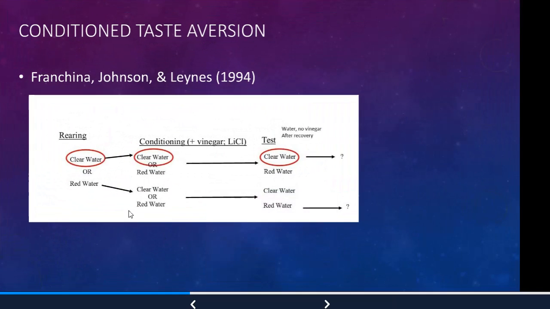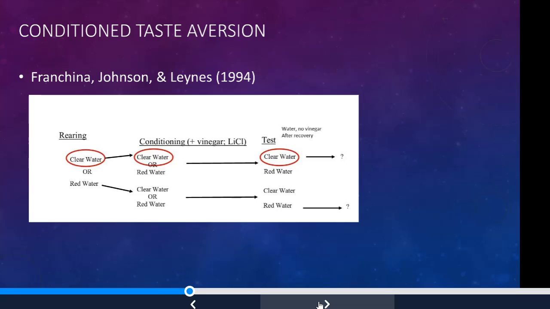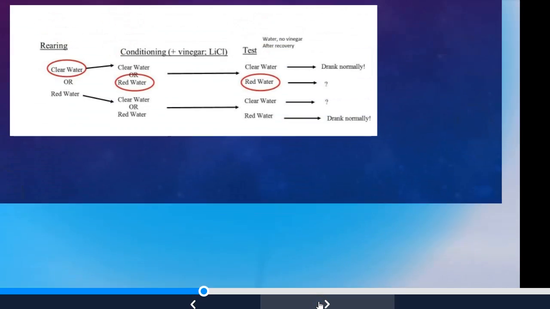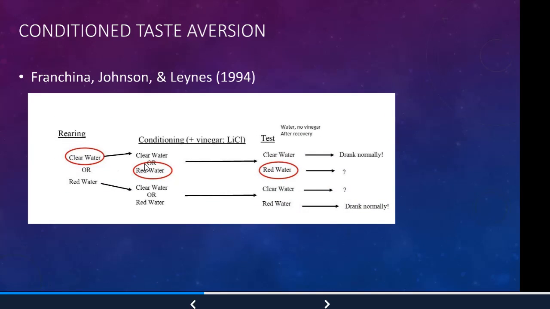So let's break this down a little bit. Let's assume that you're a chicken, you're raised on clear water, you come in on test day, the water looks the same, but it tastes funny, and you get a lithium chloride injection and you get sick. And then you're tested on clear water. What do you think you would do? Was it an isolated incident, or was there something special about that water? And as it turns out, for the clear water groups, they drank normally, right? Just a weird sort of experience with something that you always drink, and that one time it made you sick.